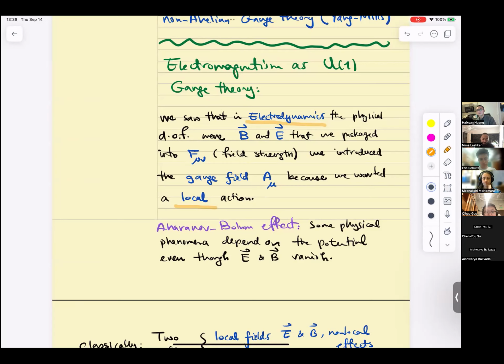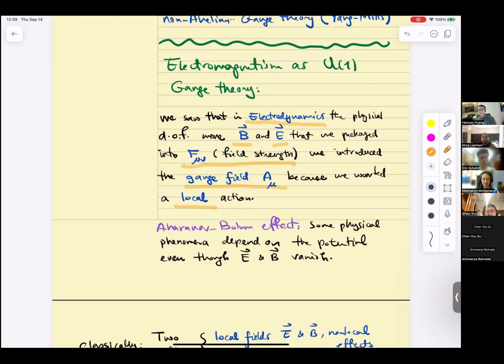So we saw that in electrodynamics, the physical degrees of freedom were the magnetic and the electric fields, vector fields, that we packaged into the field strength. And I said that these are the physical degrees of freedom, right? But we often use a gauge vector field, which has a time component, the electric potential, and a spatial component, the vector potential.